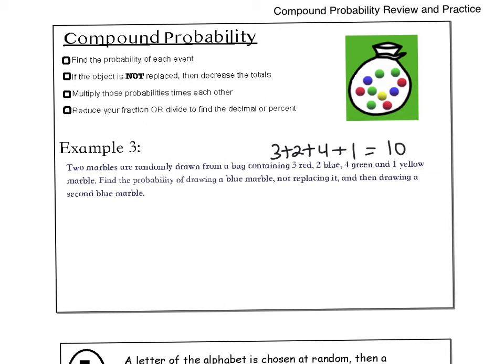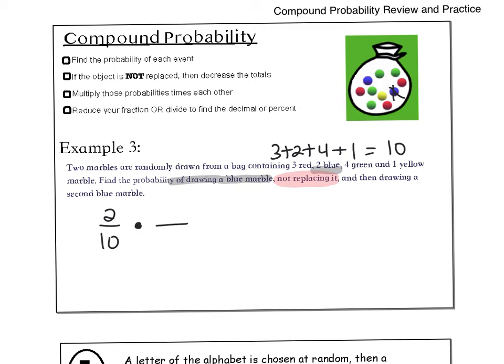Okay, so now I'm going to find the probability of drawing a blue marble. So let's do that first. Since there are 2 blues, I have the probability of 2 blues over 10 total marbles. Now I'm going to multiply that probability times my second probability. If I look at my second probability, remember I'm not replacing. So that means this blue marble is now gone. I've gotten rid of that blue marble.